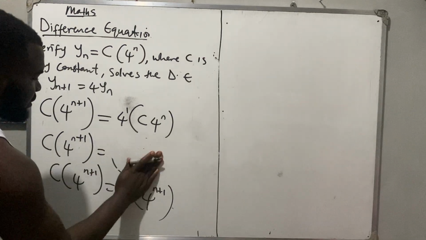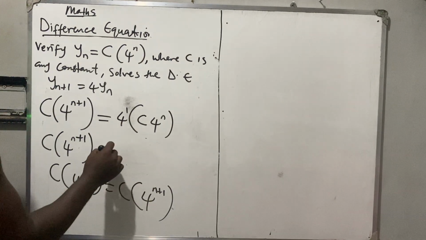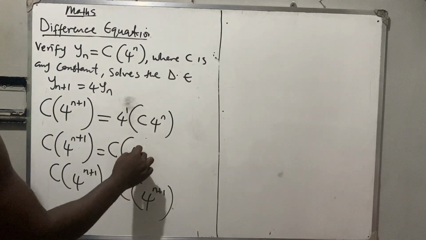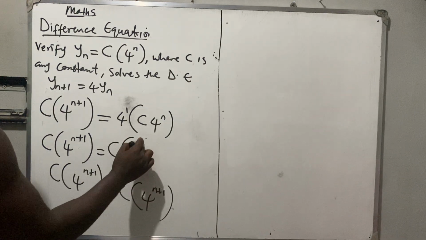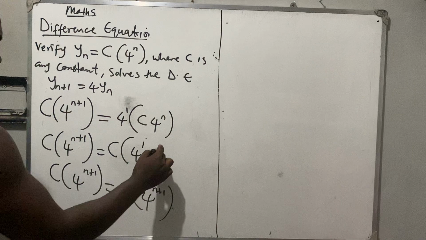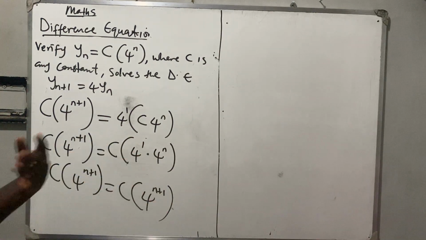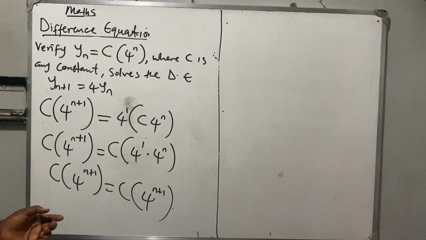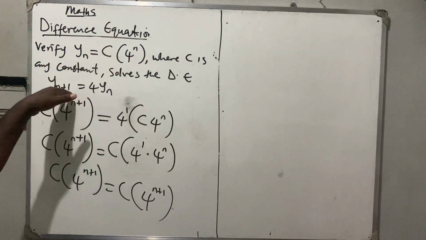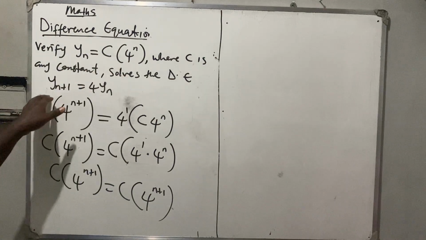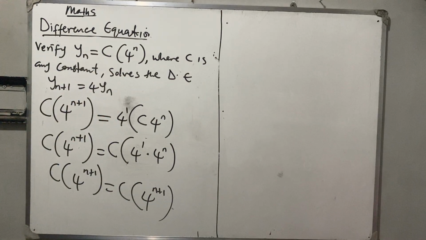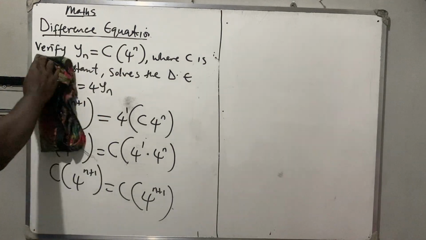Or let me even have this side to be, bring this one in, bring this one outside. So C in bracket of 4 raised to power 1 multiplied by 4 raised to power n. According to indices, we can add the power. Since the left hand side is equal to the right hand side, we now conclude that this is a solution to this. Okay? Or this solves this. As simple as that. Just by direct substitution, you get your answer.